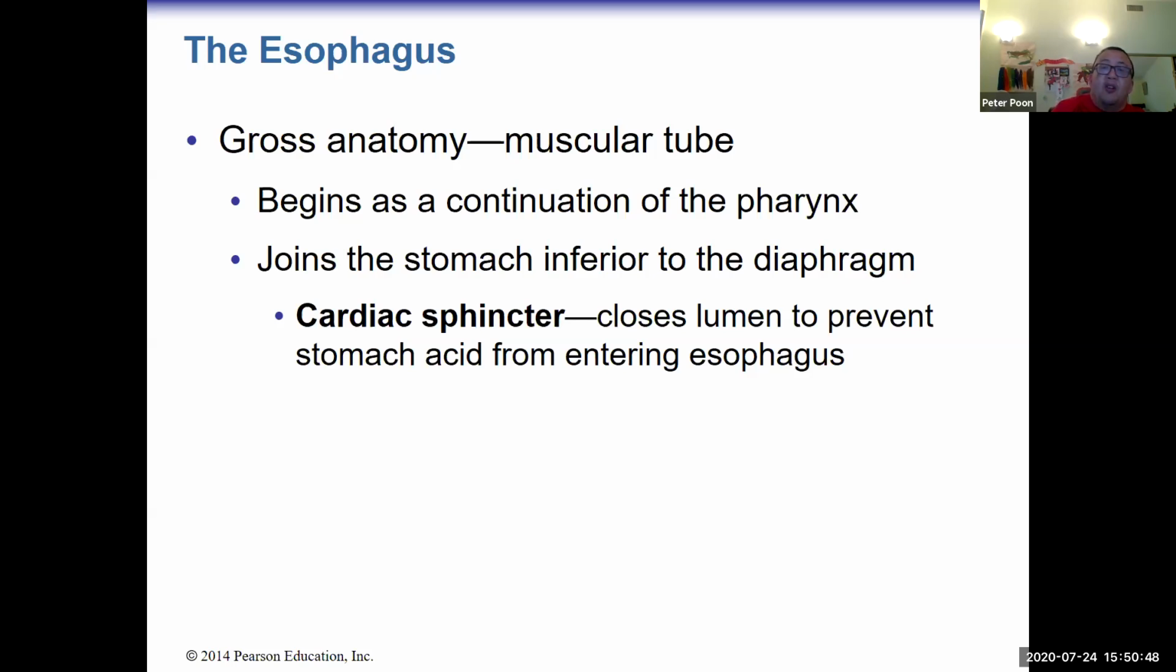The other term for cardiac sphincter is gastroesophageal sphincter. That valve is extremely important because it's really a billion-dollar industry. So many people have heartburn, and there's so much medication for it, everything ranging from Tums to proton pump inhibitors to surgery and all this other stuff.